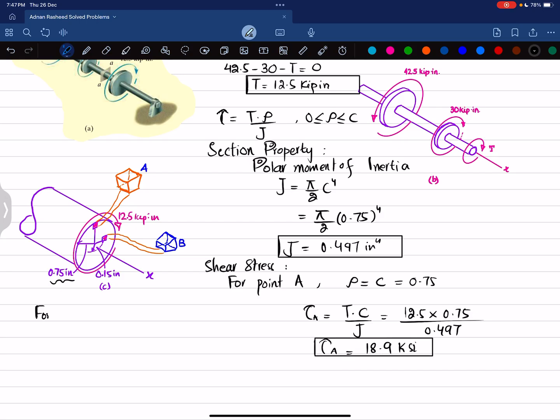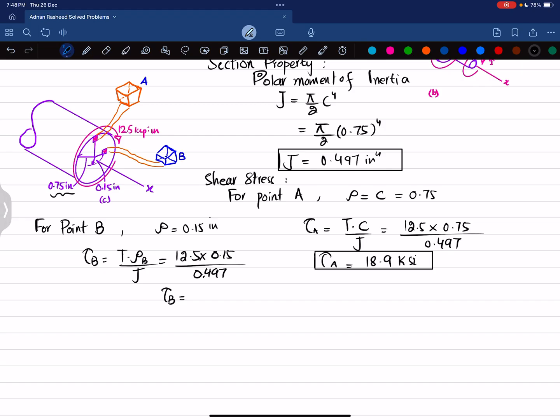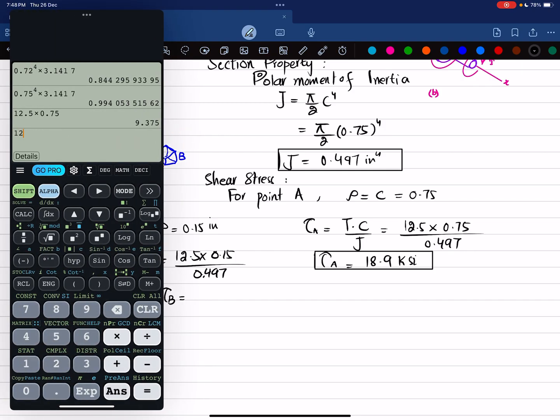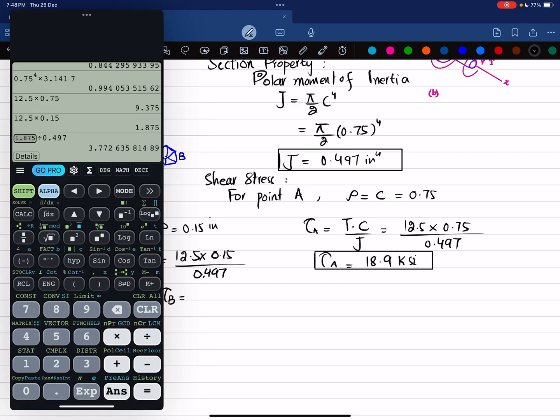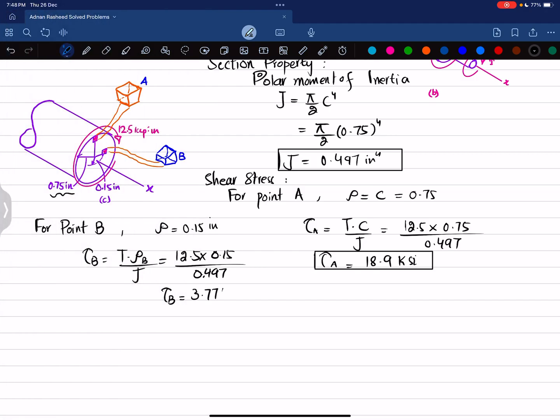Now for point B, rho is, as you can see from figure C, the distance of point B from the center, which is 0.15 inch. So the shear stress at point B is equal to T times rho at B divided by J. So T is 12.5, multiplied by 0.15, divided by 0.497, and that is 3.77 ksi.